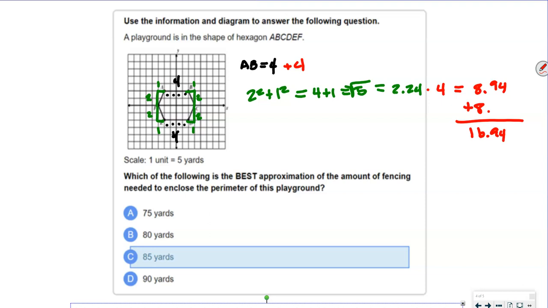Okay, so that's what it is with the scale of 1 unit, right? But then we have to do what to that? Notice the scale right here. Don't forget it, okay?